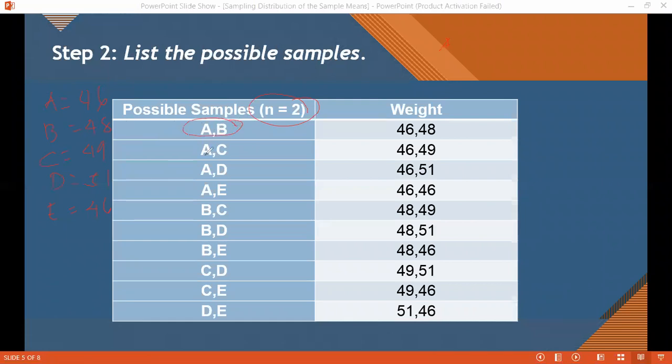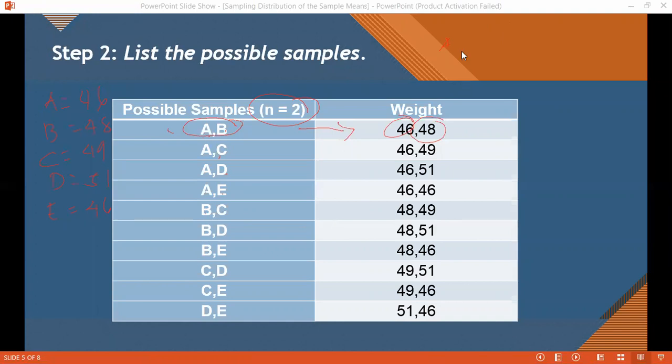AB, and then you will write their corresponding weight. The weight of A is 46, the weight of B is 48. So, ayan. Parang itatali mo lang siya. Next, possible sample size, you have, tapos ka na sa AB, proceed to AC, AD, AE, BC, and then so on. So, ganito lang siya. You just collected it in this way.